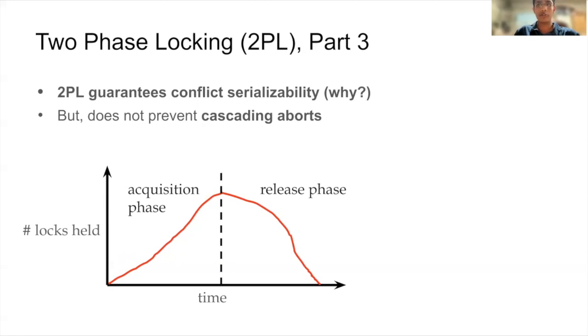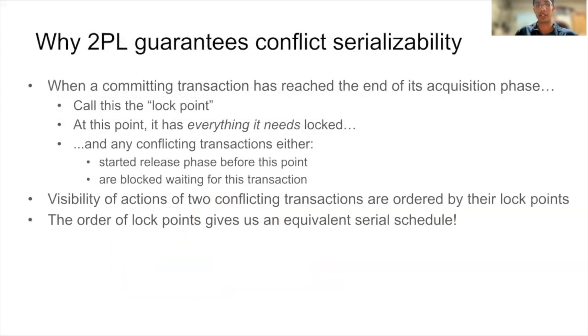So back to two-phase locking, specifically regarding the conflict serializability part of it, two-phase locking actually guarantees conflict serializability, but it doesn't prevent the problem of cascading aborts. Let's go over first why it guarantees conflict serializability. When a committing transaction has reached the end of its acquisition phase, let's call that the lock point, at this point, it has everything that it needs locked. Any conflicting transactions either started the release phase before this point or are blocked waiting for this transaction.